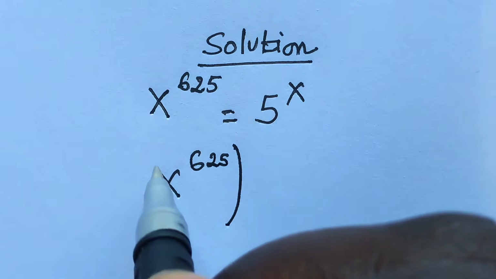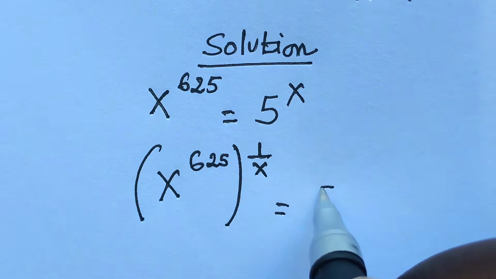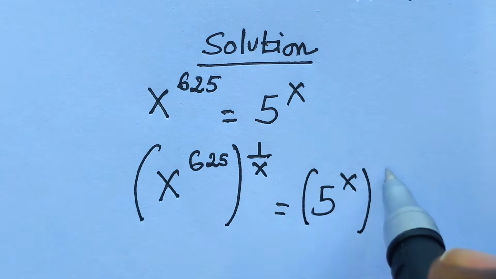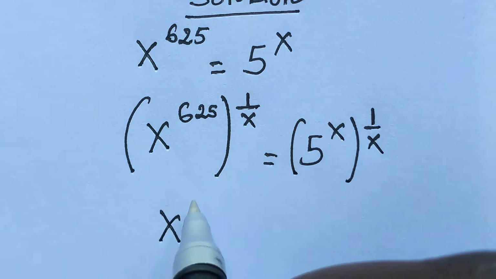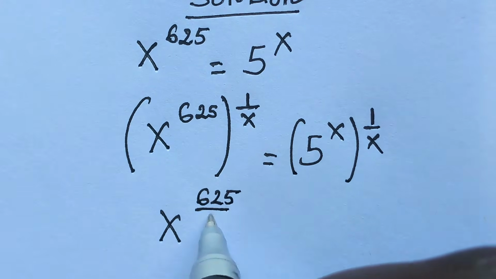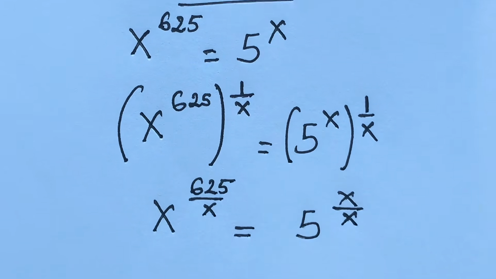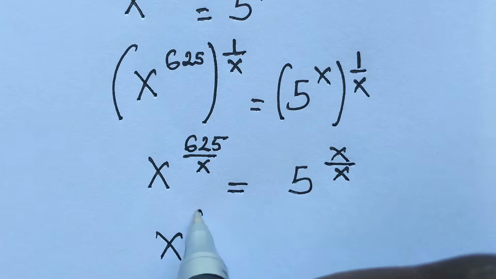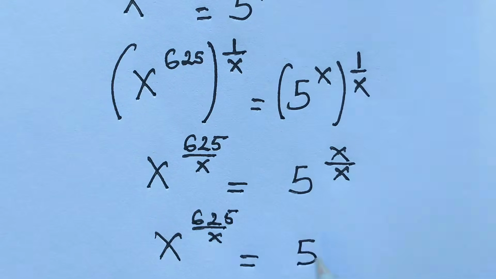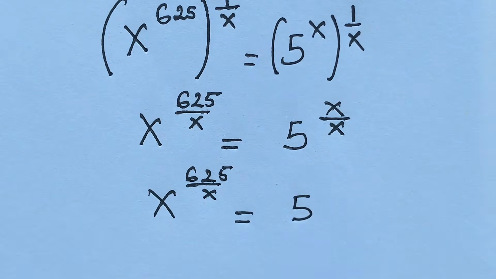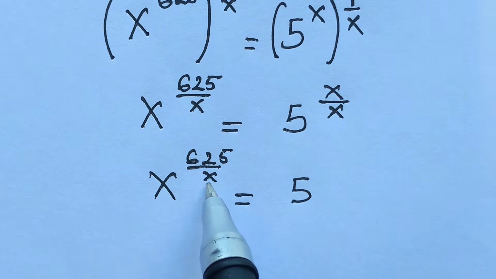then to the power 1 over x, so that what we do on one side we have to do on the other side. We have 5^x, then to the power 1 over x again, right? So this will be x^(625/x), which equals 5^(x/x), right? Then x^(625/x) will be 5. And even here on these sides we are going to remove this 625 that we have right here and stay with x only, right?